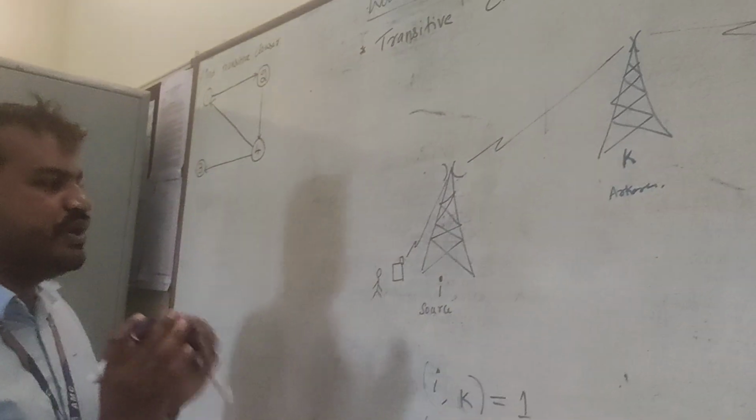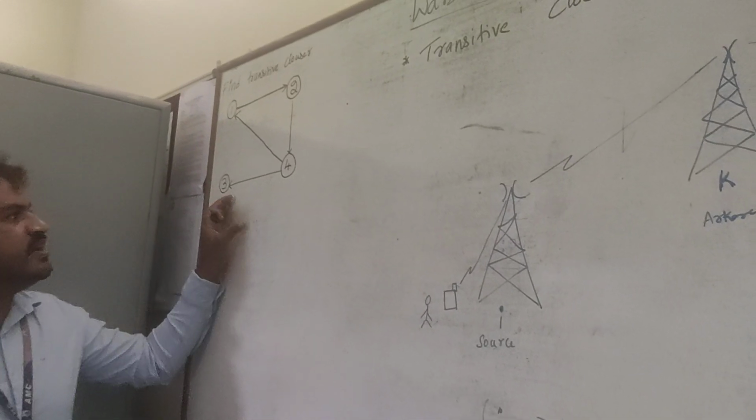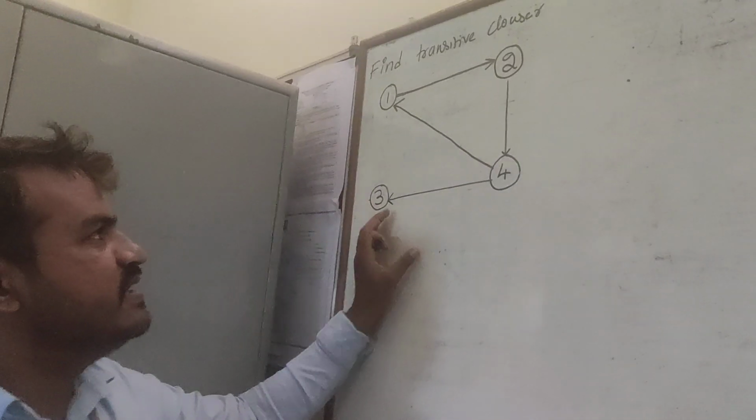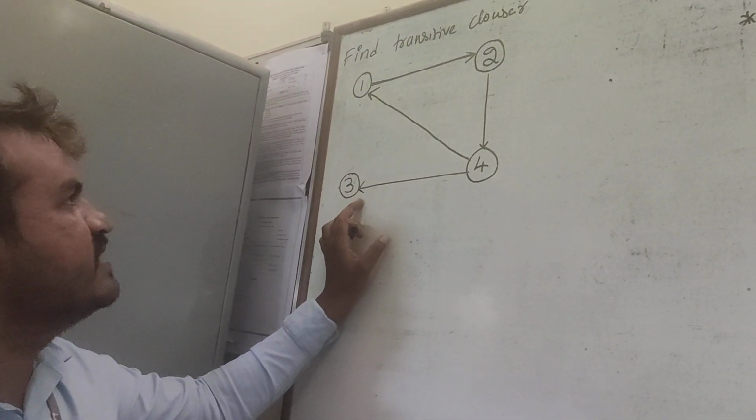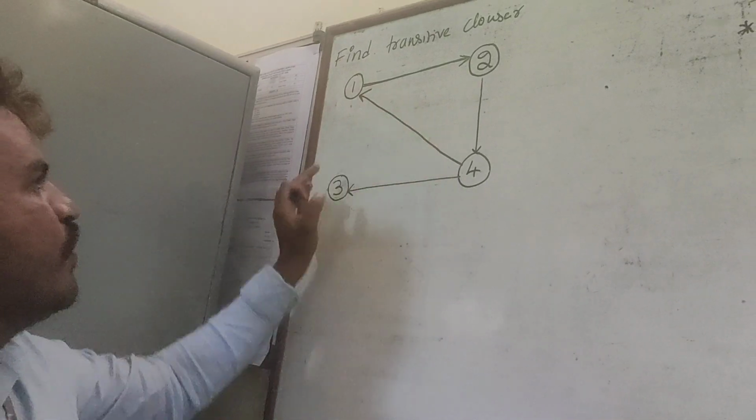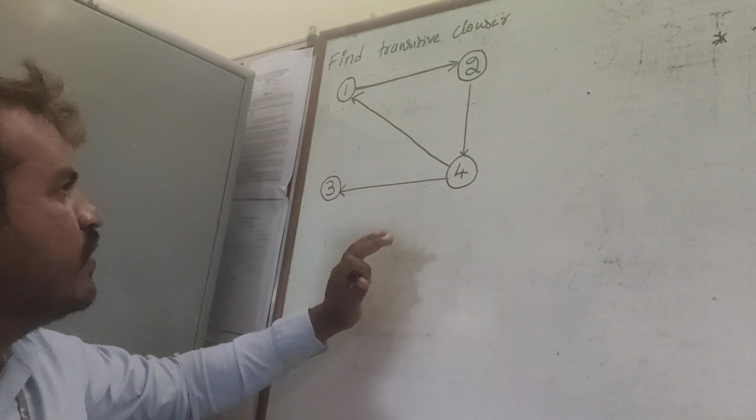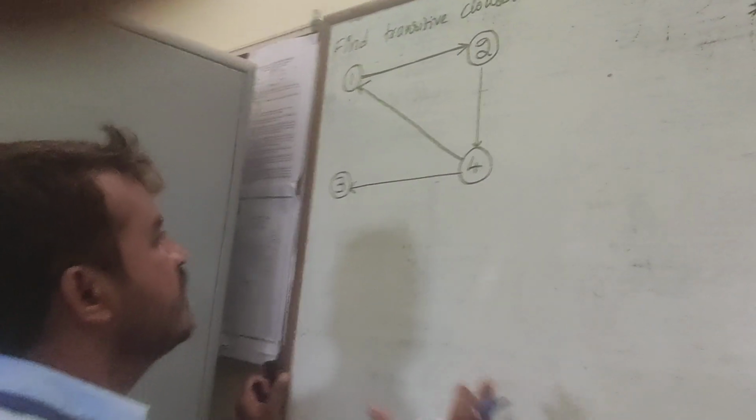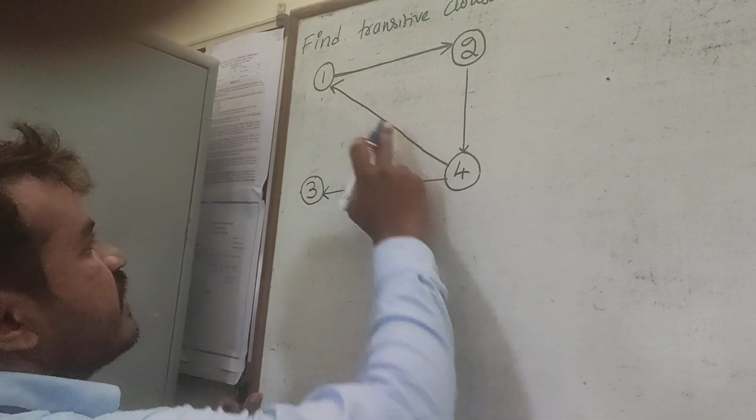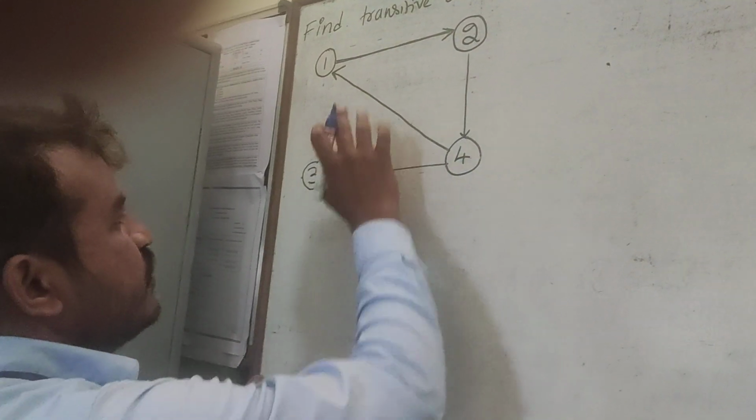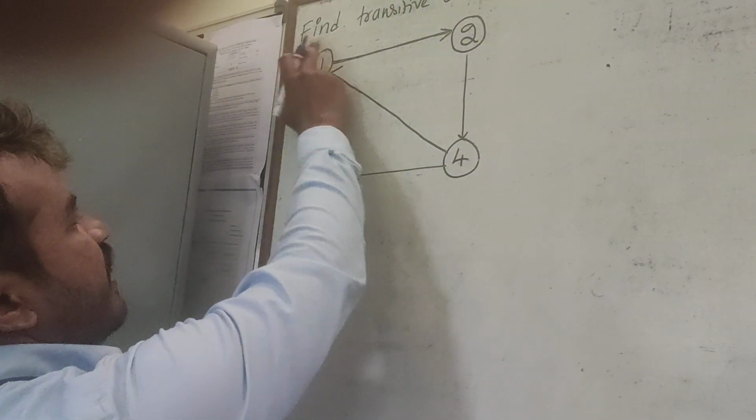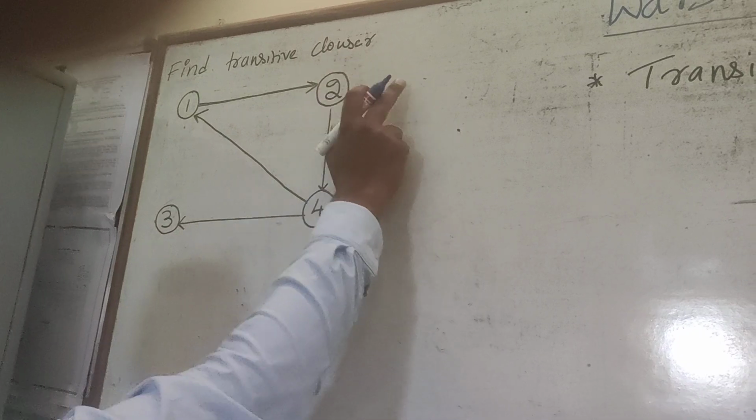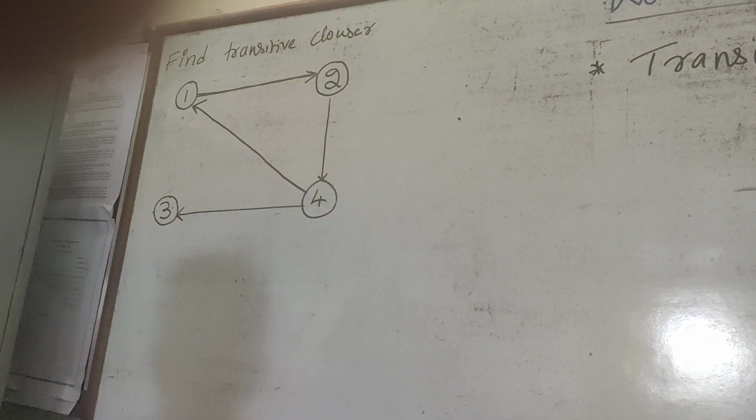In the exam, they will give a graph like this, with 4 nodes: 1, 2, 3, 4. It comes for 6 to 8 marks in the main exam. They give a connectivity graph and say, using this, find the transitive closure. The question will be like this, and you have to solve it using this graph.